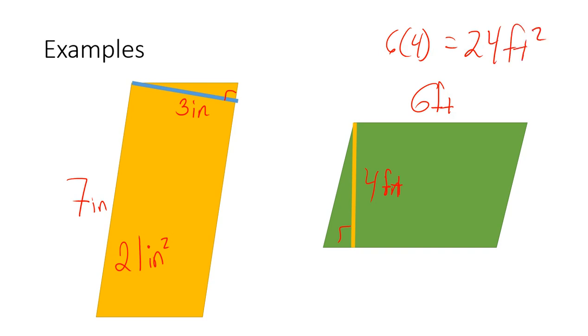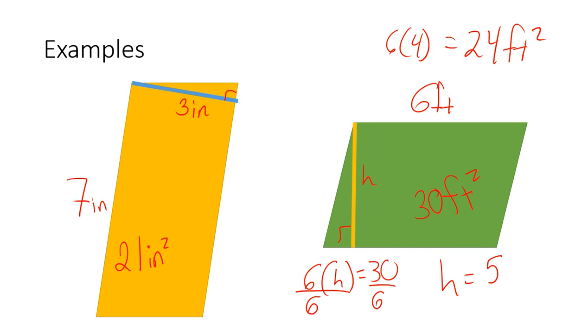Okay. Now, I can do the same thing, and I could change this. And I could say, okay, the entire area of this is 30 feet squared. And now if I say that area is 30 feet squared, how do I find the height? So I want to know what h is. Well, I know that 6 times h has to equal 30. And so how do I solve that? I would divide both sides by 6, giving me an h of 5 feet.